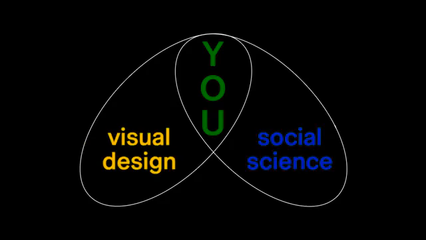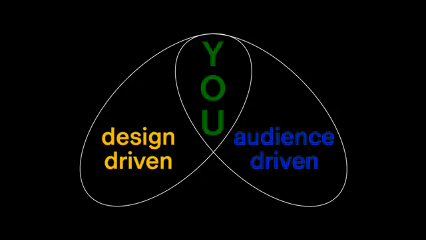If you think about where you sit within this diagram, you can think about whether your focus is to be a visual designer or whether it's more to do with a subject like social science. And if you can figure out what your strengths are, you can figure out where you fit within this diagram and what kind of designer you want to be, whether you're going to be more design-driven or more audience-driven.